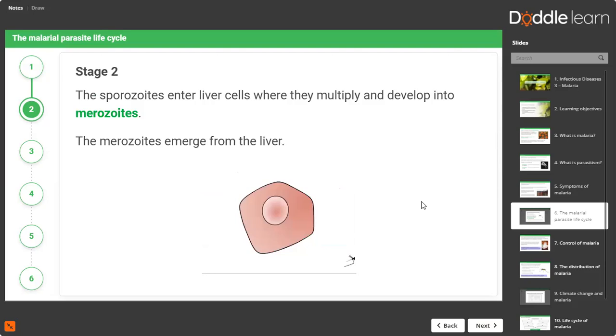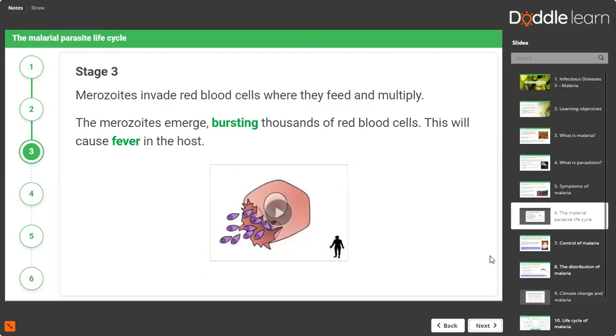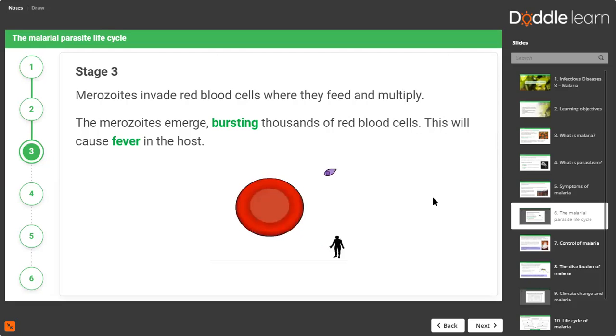When they enter your liver cells, they're able to multiply and develop into merozoites. At this point, these are then able to emerge from your liver. When they emerge from your liver, like when we spoke about viruses replicating, they burst out from your liver. They're damaging your liver cells. Once they've done that, they go on and invade your red blood cells. And when they invade your red blood cells, they feed and multiply inside your red blood cells as well.